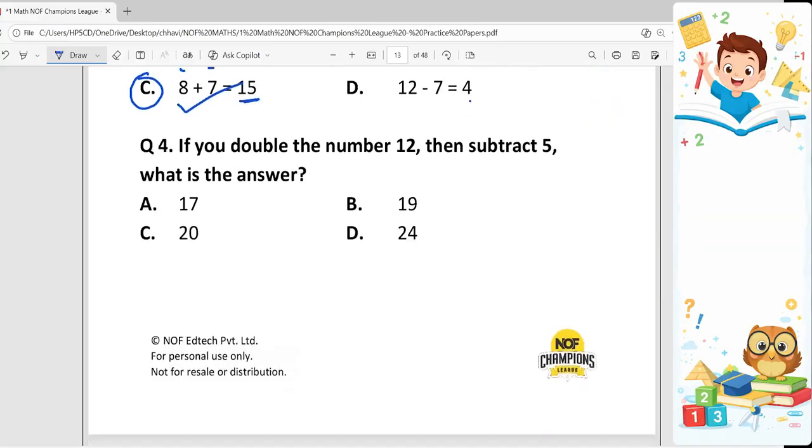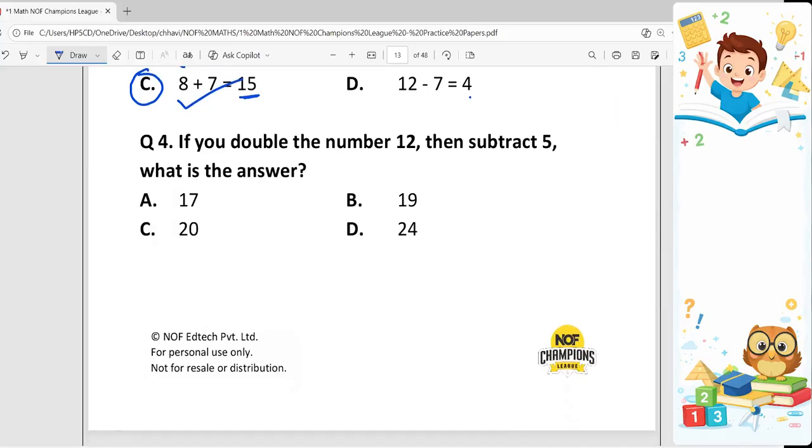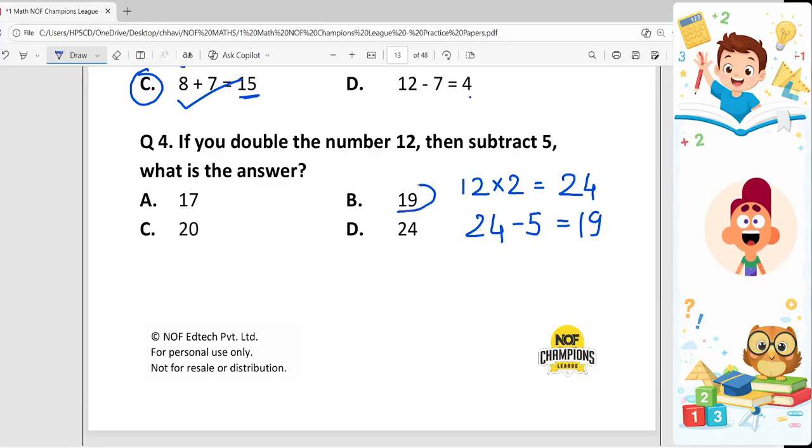Next question. Fourth: if you double the number 12, then subtract 5, what is the answer? Now we have already been given the number 12. We have to double it, which means we have to multiply it by 2. That comes to be 24. Then we have to subtract 5 from 24. So what will be our answer? Our answer will be 19. So what are the options over here? 17, 19, 20 and 24. The correct answer is 19, option B.